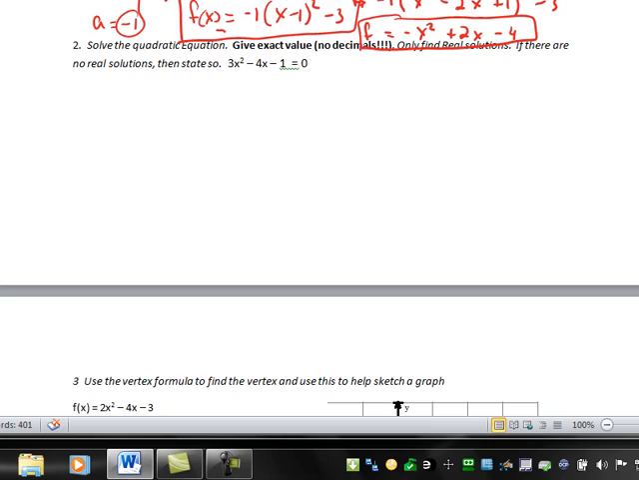Okay, solve the quadratic equation, give the exact value. No decimals. A lot of you are still going to want to give me decimals. You'll get no credit for it. So make sure that you use the quadratic formula on this. We got to do at least one.